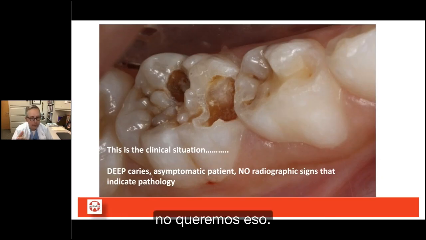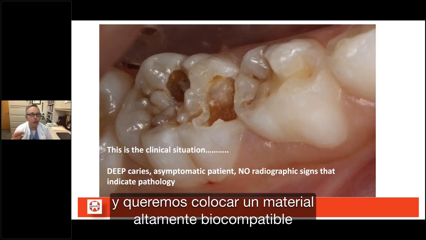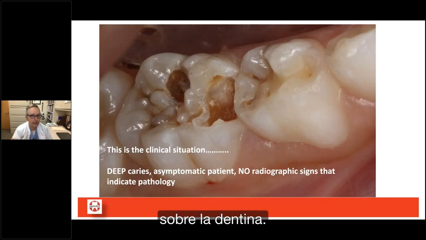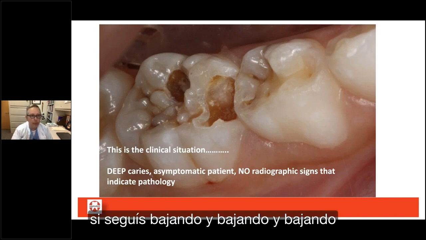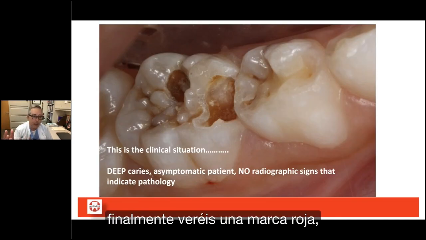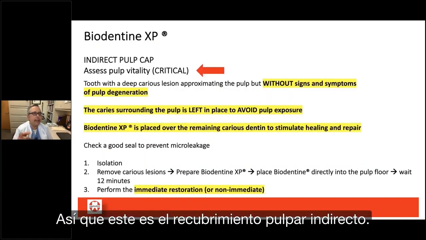We don't want that. We want to leave some dentin, and we want to place a highly biocompatible material over the dentin. So we don't keep going down, because I promise you, if you keep going down and down until finally you will see a red mark, which is, hello, welcome to the pulp. So this is the indirect pulp cap.